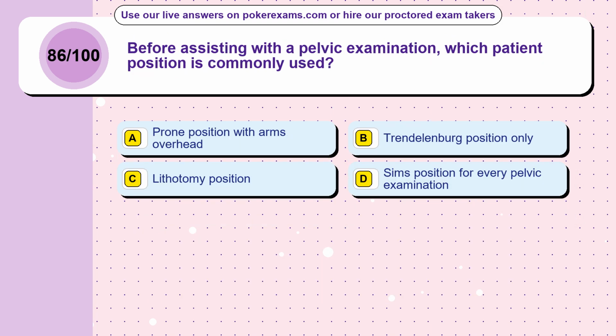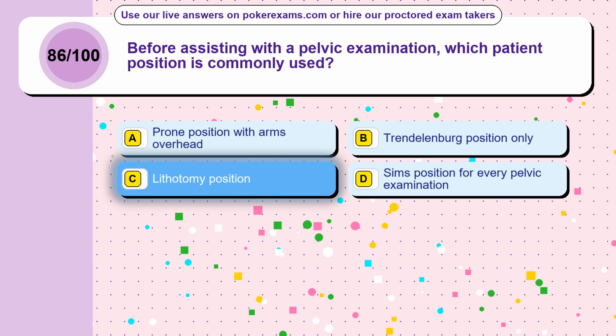Question 86. Before assisting with a pelvic examination, which patient position is commonly used? Option A. Prone position with arms overhead. Option B. Trendelenburg position only. Option C. Lithotomy position. Option D. Sims position for every pelvic examination. The correct answer is option C.